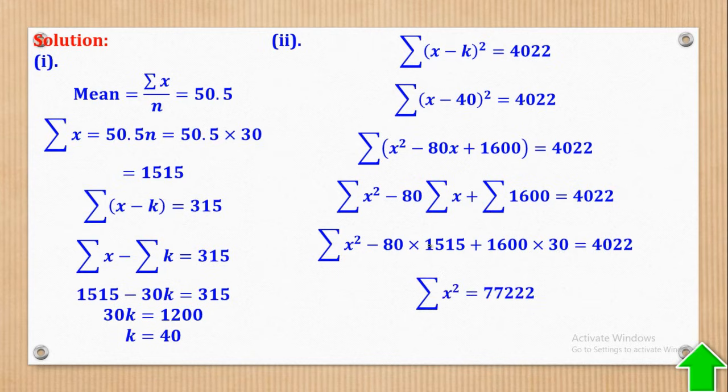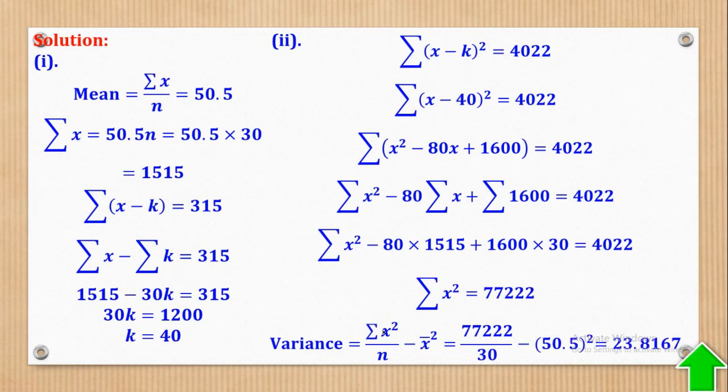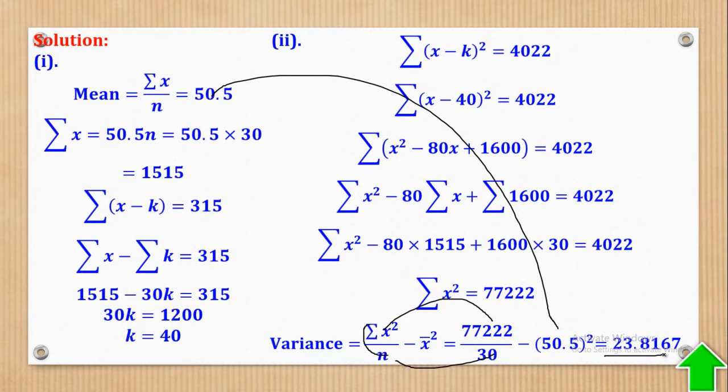Then now use the calculator and simplify. Taking all these ones this side, you'll come up with this, 77222. Therefore variance is equal to this formula. I think you remember this formula. The good thing is I've got summation of x squared, and also I have summation of x, or the mean, which is this, and also I have the value of n, which was 30 based on the question. So that gives me this as my variance.